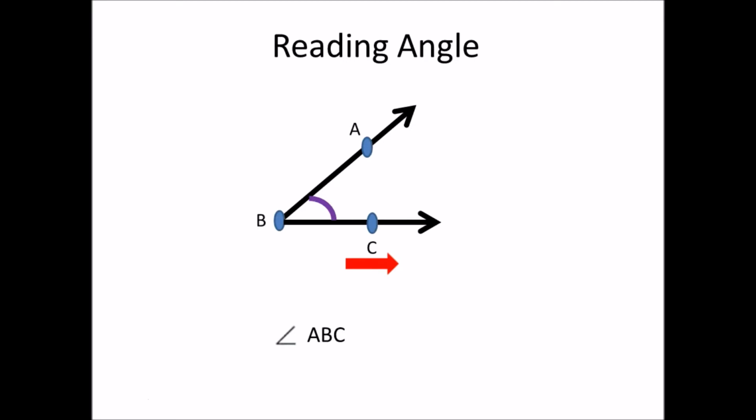Now you can also go the other direction, going from C, B, A. But you can see that both of those angles have to have a B, which is the vertex, in the middle right there.